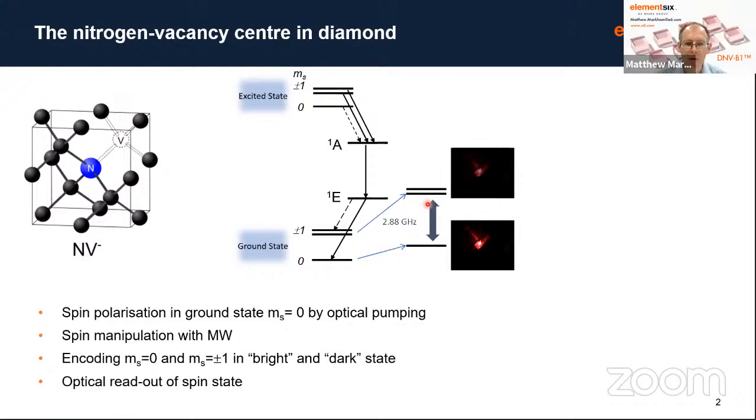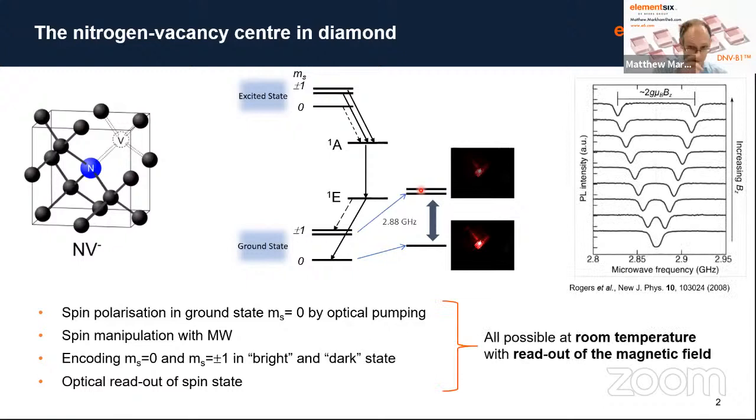And then you can also read out that defect simply by measuring the amount of red light that comes out of the diamond. Whether it's in a bright state or dark state tells you whether it's in ms equals 0 or ms plus or minus 1. So you've got this optical readout. All very simple science.